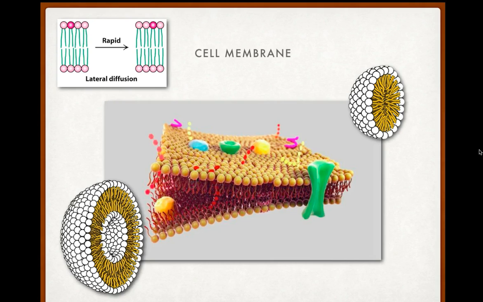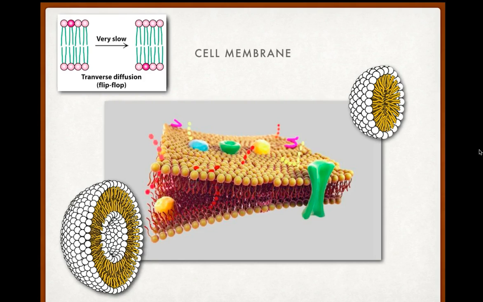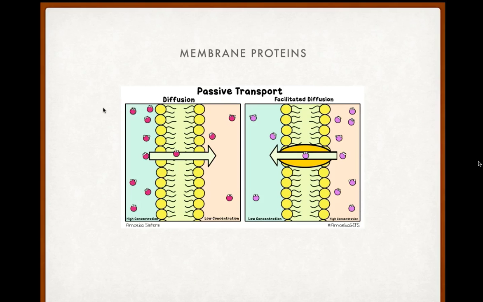They also undergo transverse diffusion, but the membrane is asymmetrical, so the function of the phospholipids isn't the same on one side as it is on the other. So there is an enzyme called flippase, which moves them back whenever they do transverse diffusion. Lipids are a great barrier, but they don't give the cell function.